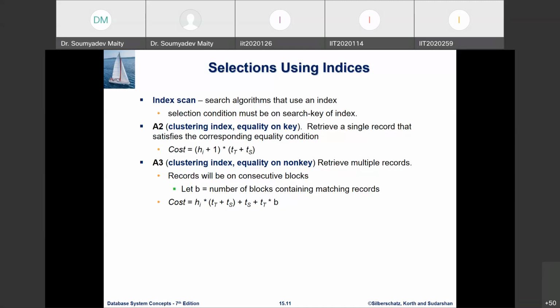So one seek is required, time Ts, and then you have to only transfer the consecutive blocks, B number of blocks which are containing the matching records. But you do not need any more seeks. Why? As I have already said, now you are doing consecutive block accesses. The arm is not moved in between anywhere else. So only one seek to reach the first block containing the first matching record, and then you only need the transfer. So Tt into B.